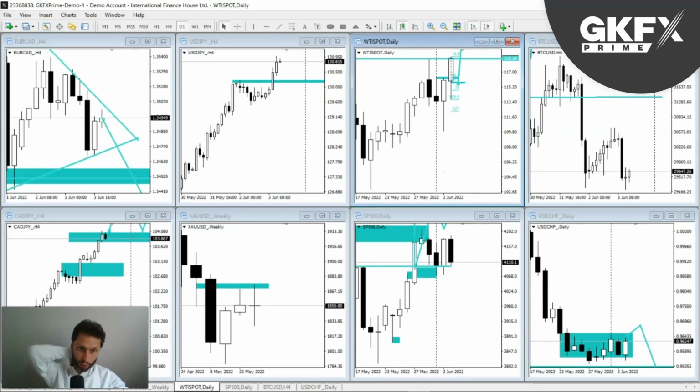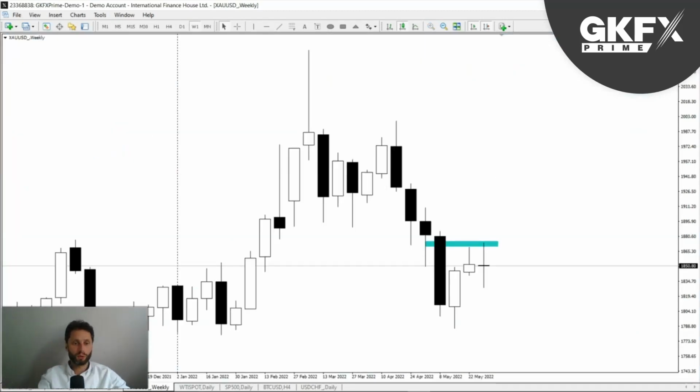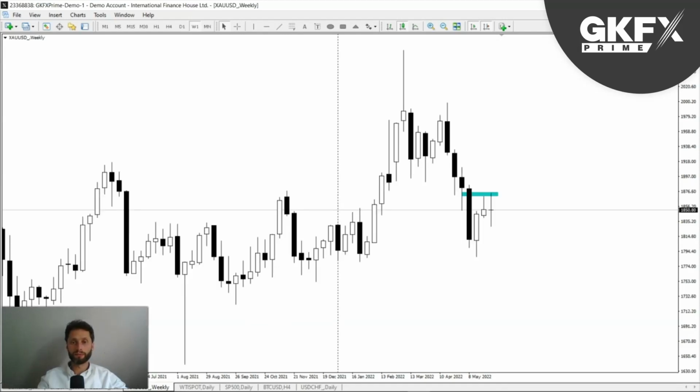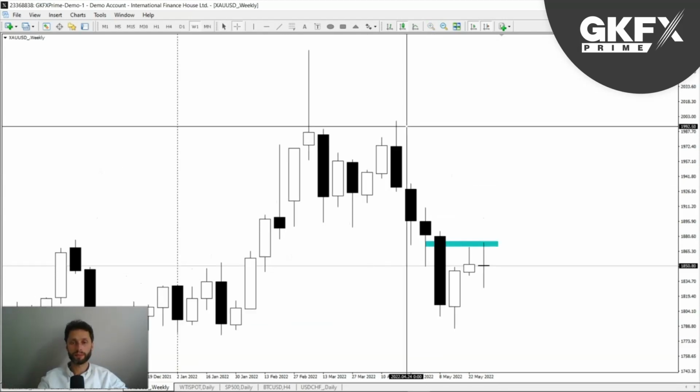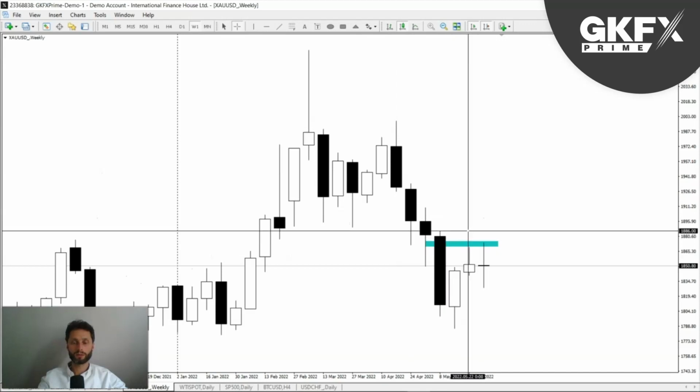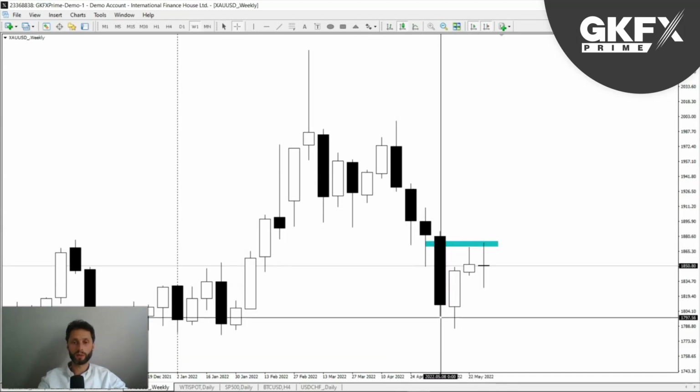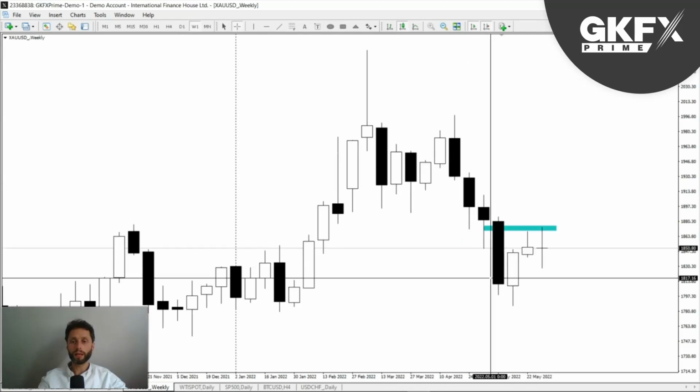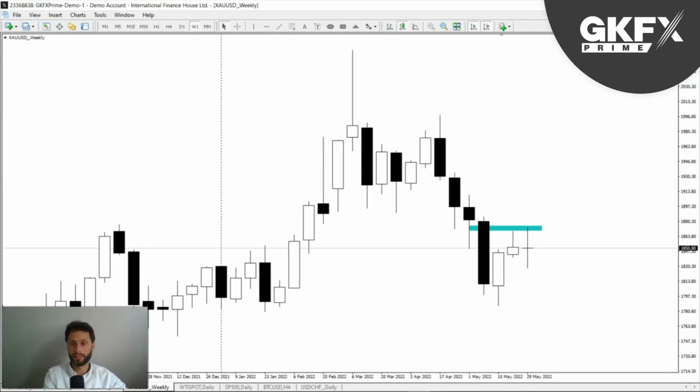Okay, now I'll go to gold. Let's check out gold. What are we having? Right, so on the weekly, we have created a lower high here. Looks like my possible lower high here, but lower low here, lower low here. And now last week created a doji, some uncertainty here. So the question is, are we going to go lower or are we going to go break higher?